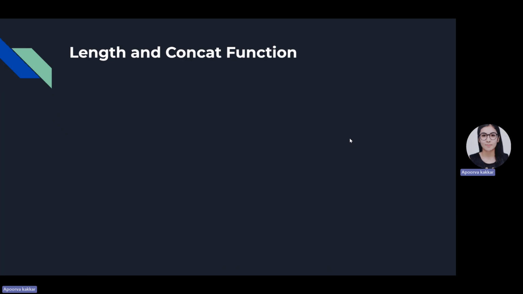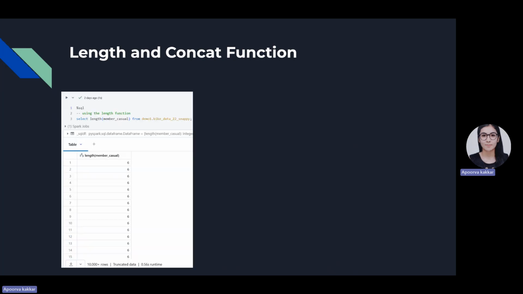Moving forward with the length and concatenate function. Length will give a numerical value that will be the actual length of the string. And the concatenation function, or concat function, is used to concatenate two different columns with a specified character or white spaces. So let's see an example.